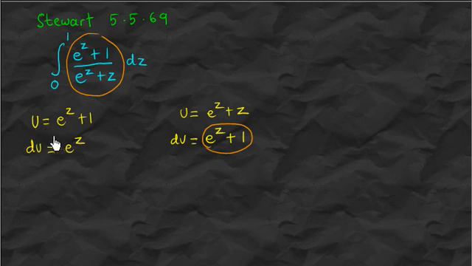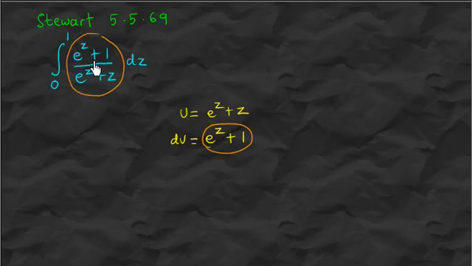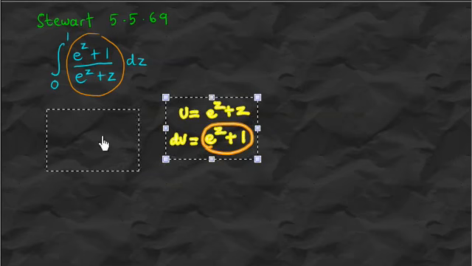If we choose u = e^z + 1, we have du = e^z dz, which also appears there, but we don't have that z in the expression. So instead of choosing u = e^z + 1, we choose our u to be e^z + z. Let me repeat again. We make this choice. Why? Because when we take the derivative, we have this expression which also appears in the integrand.